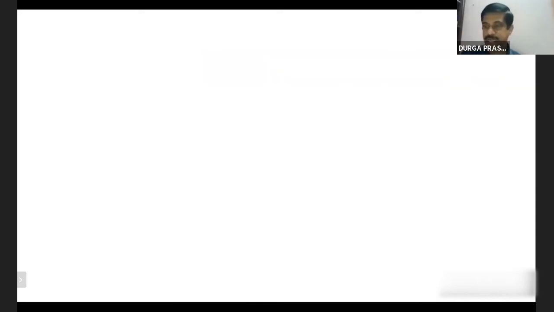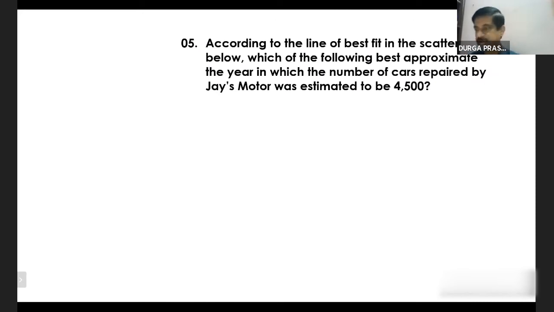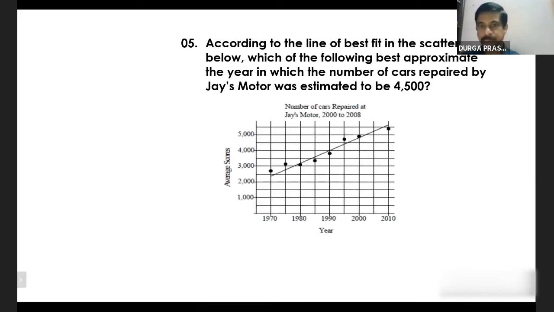Okay, so let us go to the next question. According to the line of best fit in the scatter plot below, which of the following best approximates the year in which the number of cars repaired by Jay's Motor was estimated to be 4,500? So look at this. So 4,500 is this.